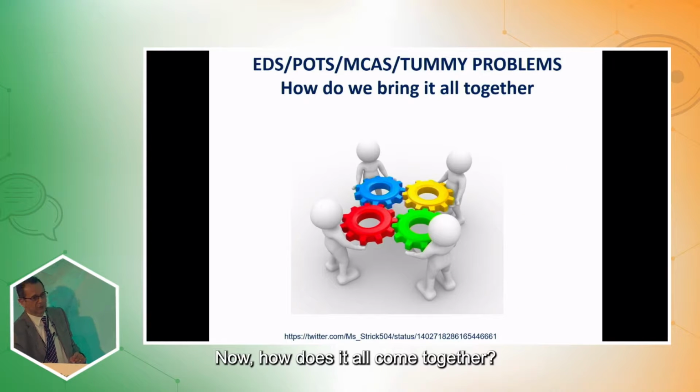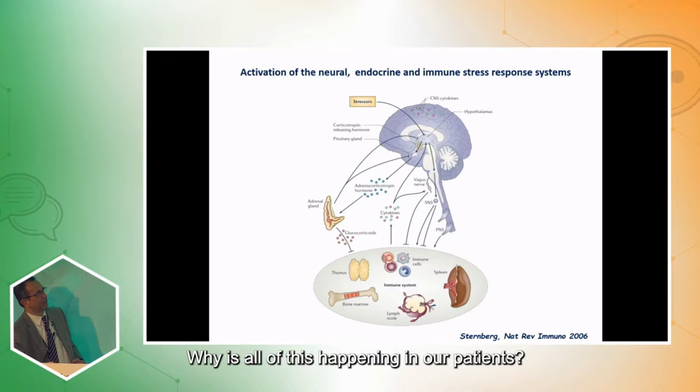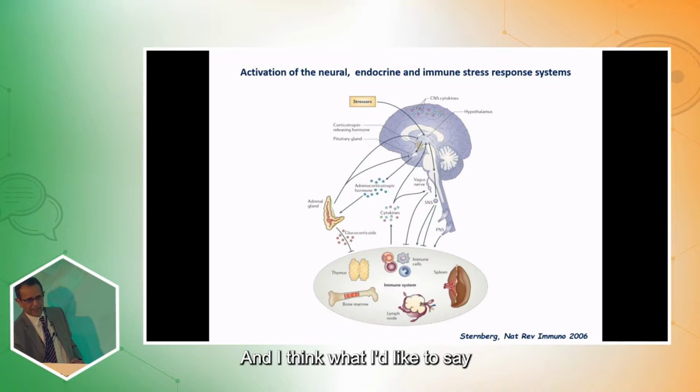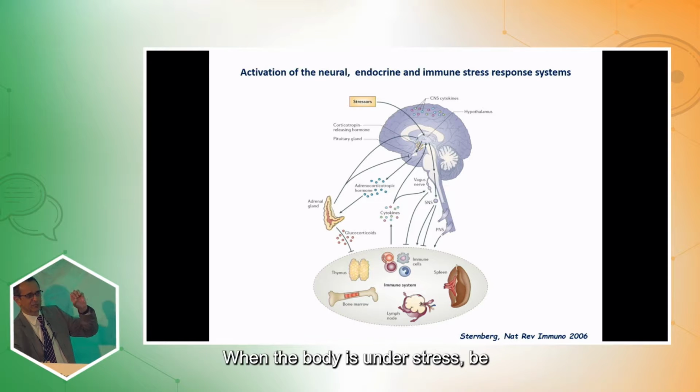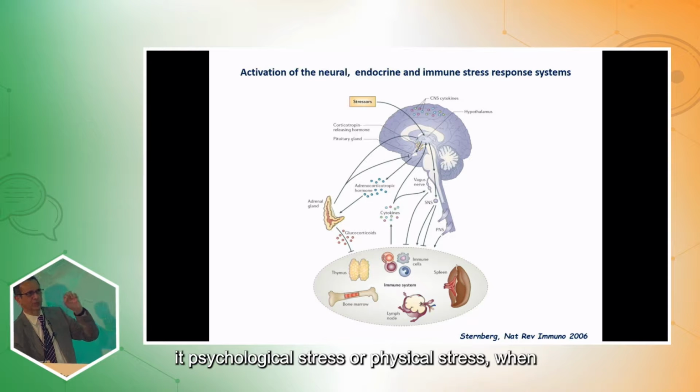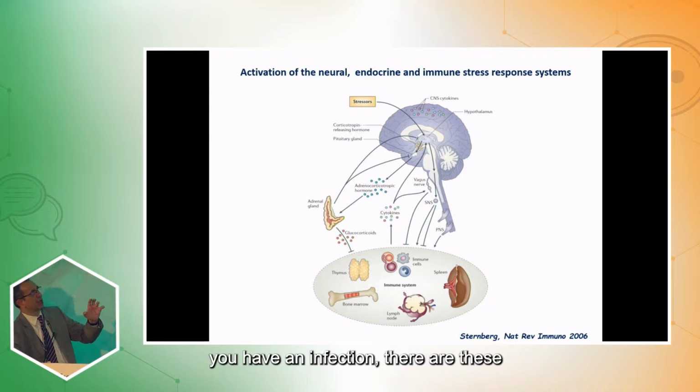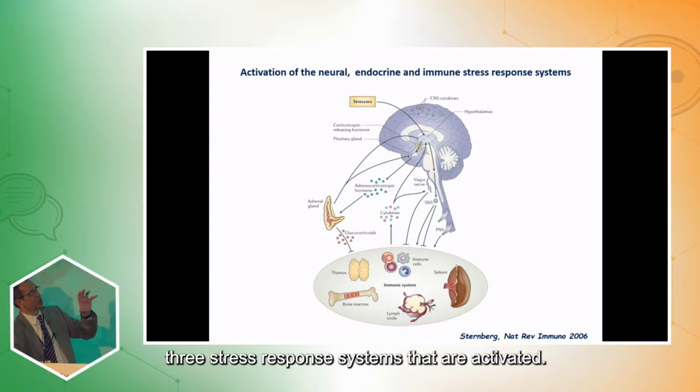Now, how does it all come together? You've got EDS, we've got POTS, mast cell, tummy problems. How do we bring it all together? Why is all of this happening in our patients? I think what I'd like to say is that we have a very integrated system. When the body is under stress, be it psychological stress or physical stress, or when you have an infection, there are three stress response systems that are activated.